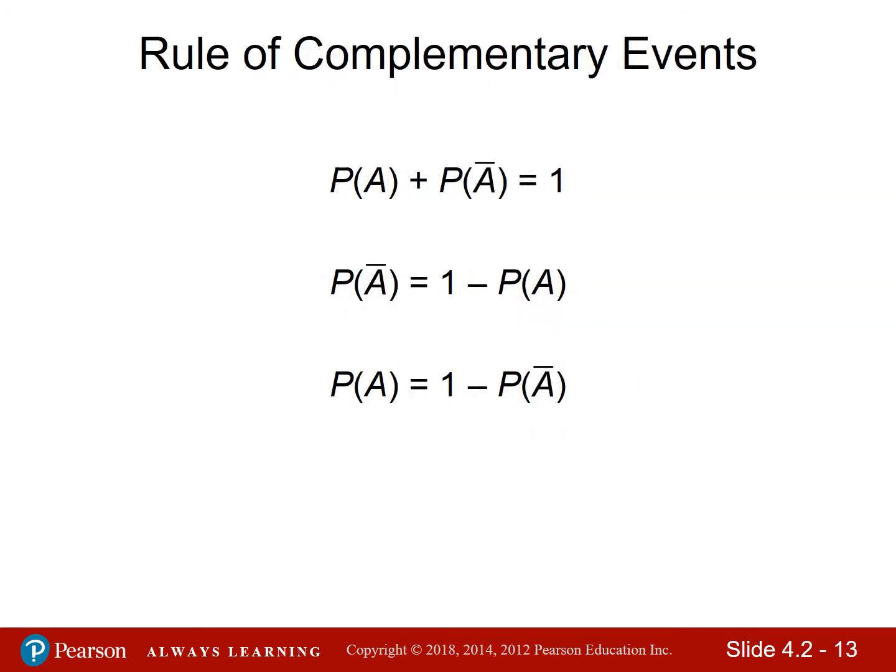Now, complementary events. So P of A plus P of A bar equals 1, right? By subtracting P of A from each side, it's basic algebra, you just get P of A bar by itself. Suppose you know P of A, you can determine P of A bar: just 1 minus P of A. If you know P of A bar and you want to determine P of A, just do 1 minus P of A bar.